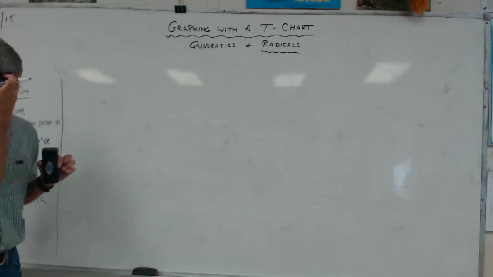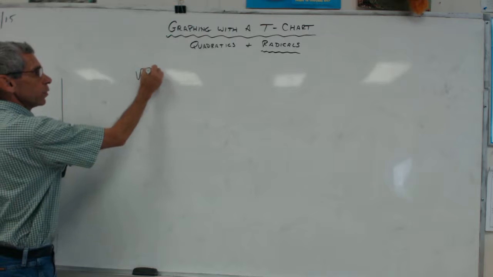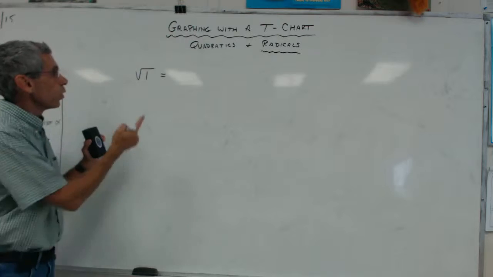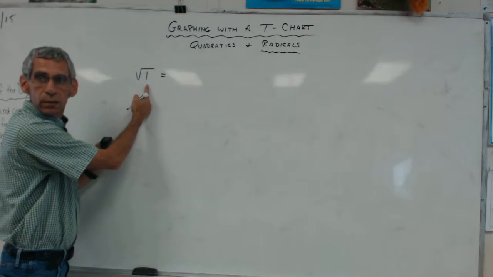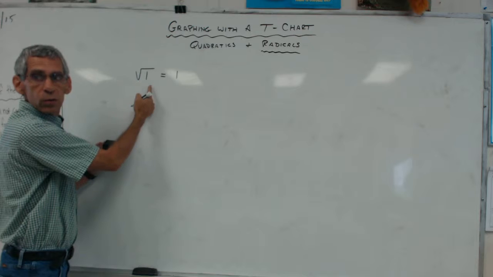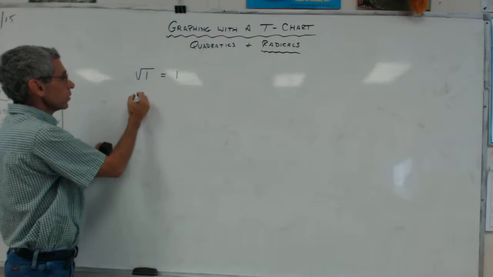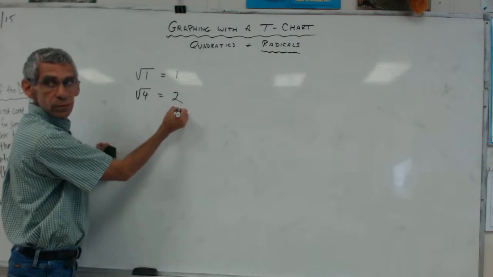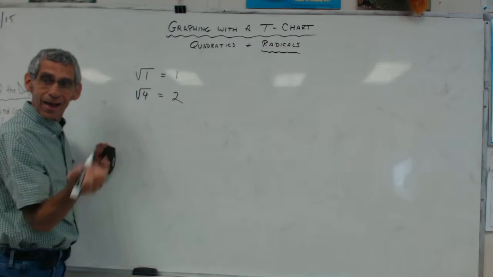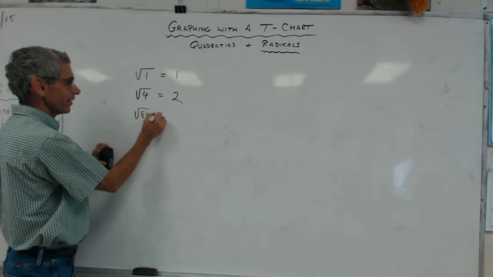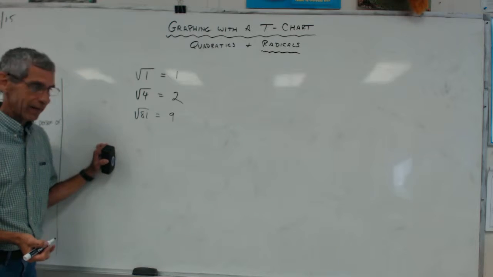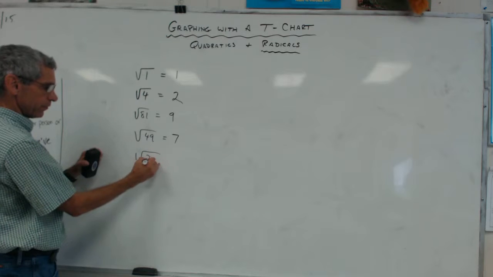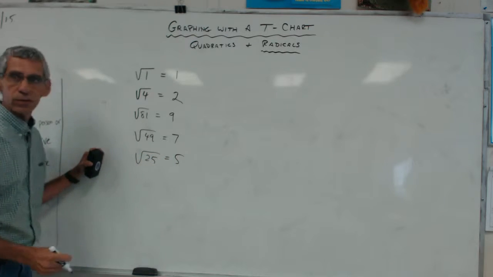Now radicals are square roots. You guys remember what square roots are? Square root of 1 is what? 1. So what number times itself equals 1? That's what the square root sign means. Square root of 4, what number times itself equals 4? 2. Does that mean the square root of 81 is 9? Yes! Square root of 49 is 7. Square root of 25 is 5. Great. So you got this, right?